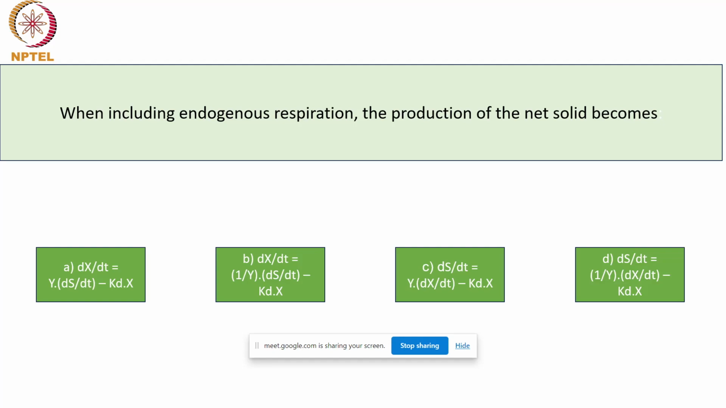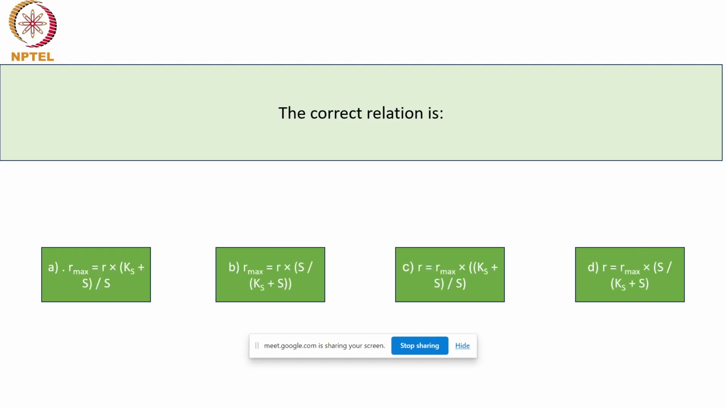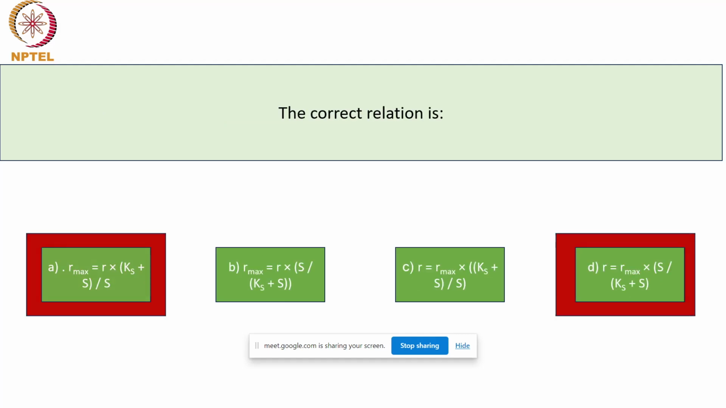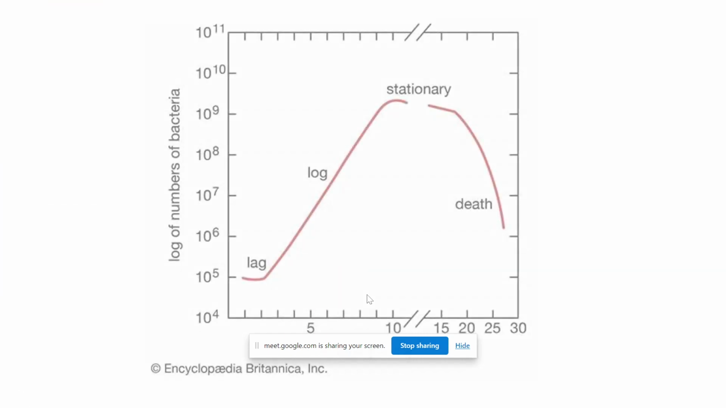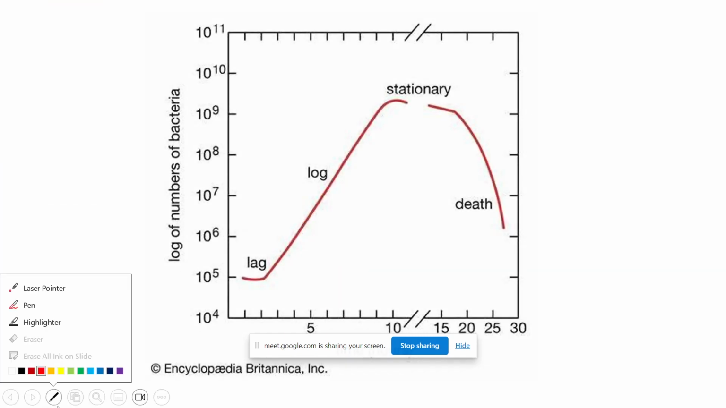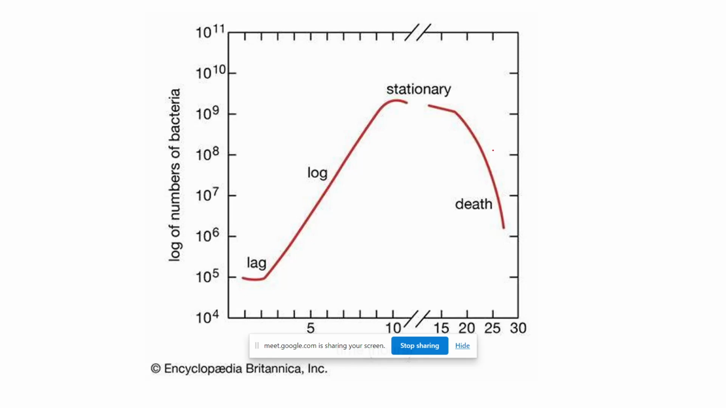Or should I explain once again? Yes, ma'am, it's clear. Okay, someone wants it to be explained again. Okay, I'll explain again. Here it will be Kd negative. This is for Kd. This will be negative since it is decreasing.